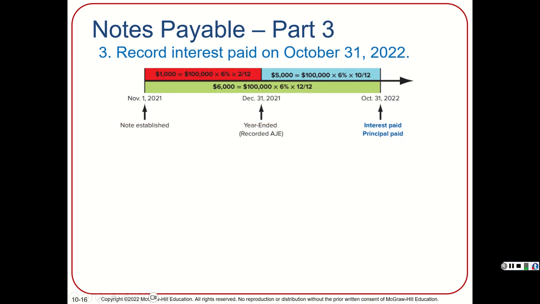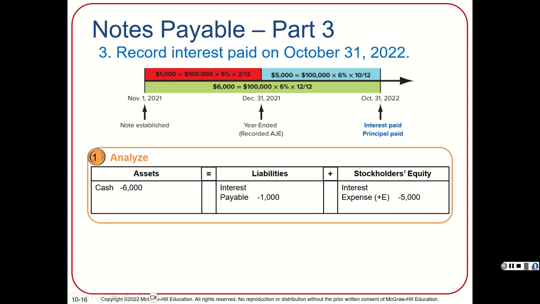Now we need to record that interest that we paid on October 31st, and it's going to be the entire $6,000. We're going to take $6,000 out of our cash, pay down the interest payable, and our interest expense, though, only is $5,000 because remember, $1,000 of it was recorded in 2021.